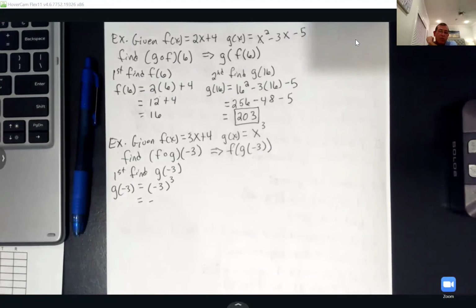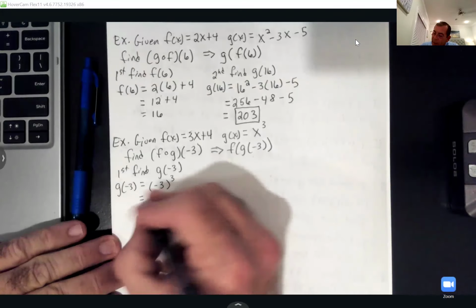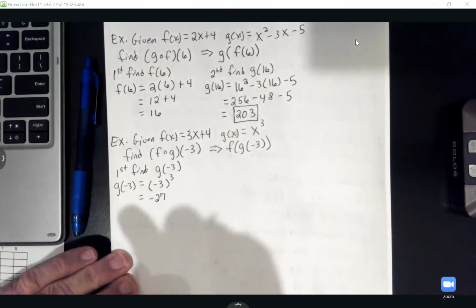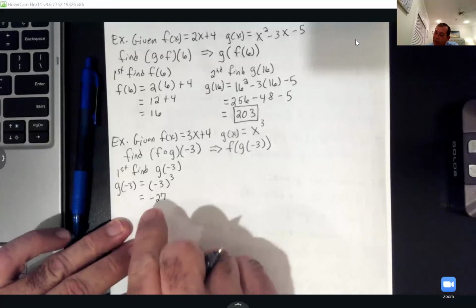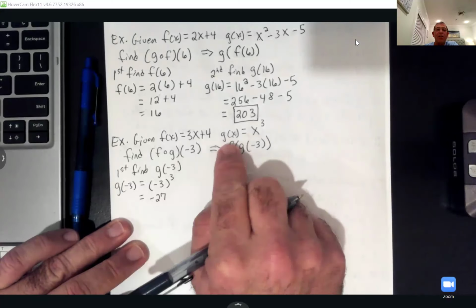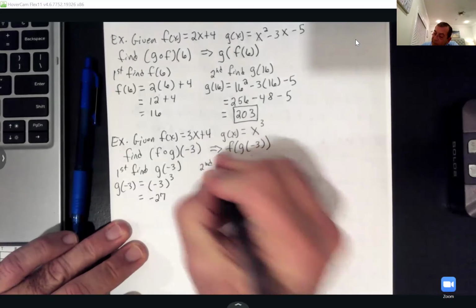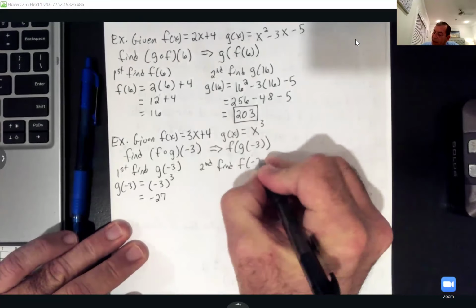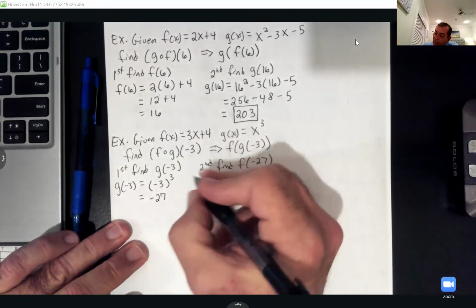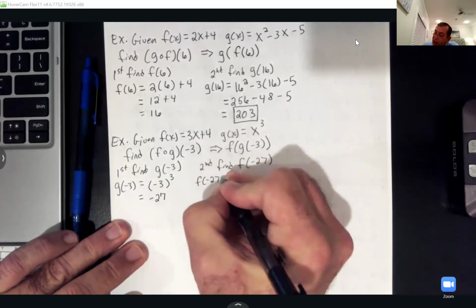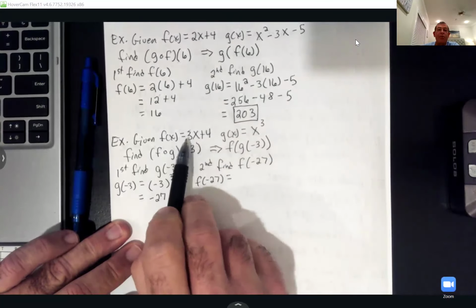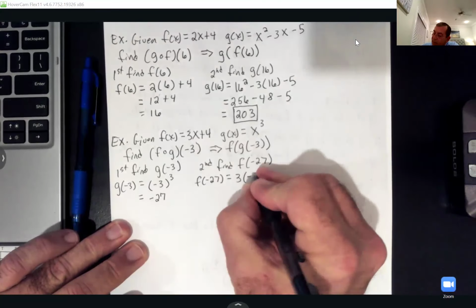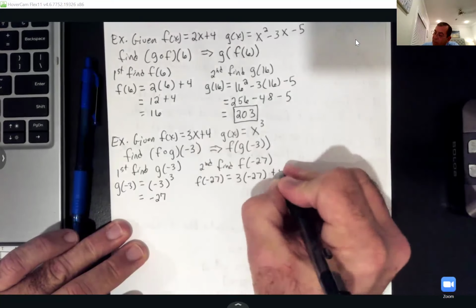And then what we got? 3 times 3 times 3. So that'd be what, a negative 27. 27. There you go. So G of -3 is -27. We now put that -27 into our F. So I'm going to find F of that -27. All right, y'all. So F of -27 will be 3 times our -27 plus 4.